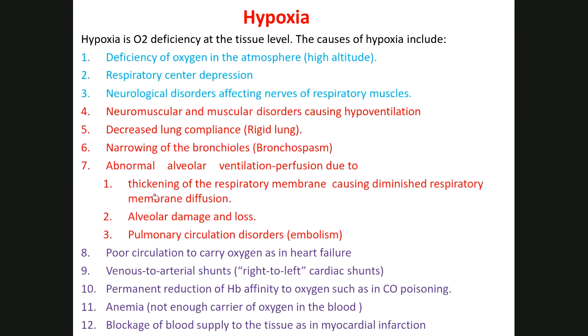If there is a problem in the pulmonary circulation within the alveoli in the respiratory membrane, this is also going to cause hypoxia. So number 7 is mainly about the respiratory membrane.